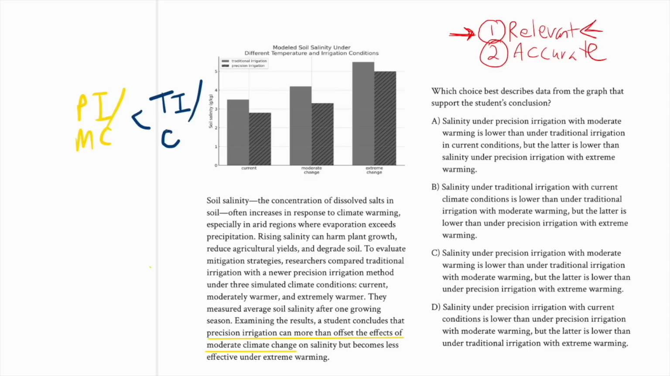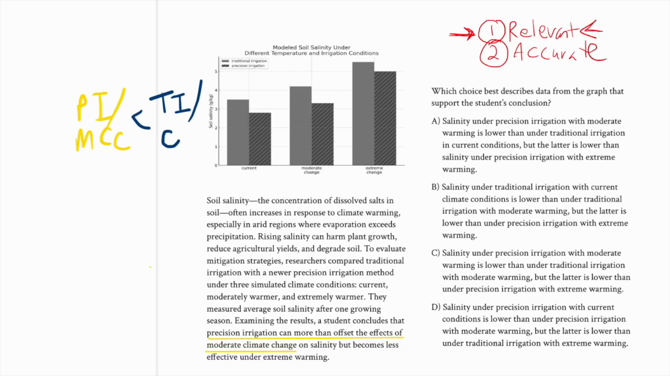It means as we go from the current climate condition to moderate climate change, we would expect, if we just stuck to traditional irrigation, we would expect the salinity to increase. But to say that it can more than offset it means this is going to be lower. But it says here it becomes less effective under extreme warming.